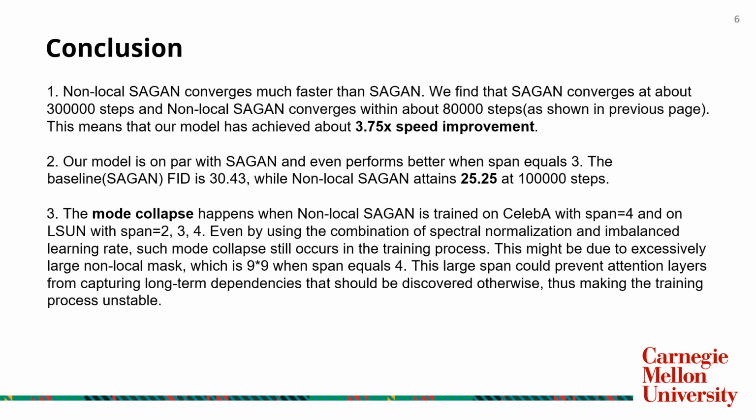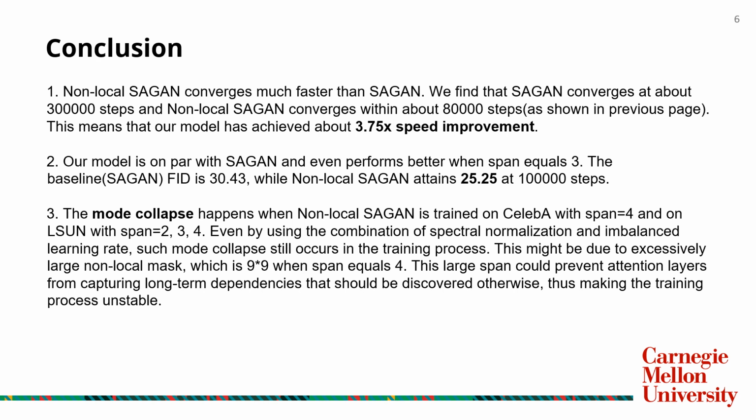Secondly, our model is on par with the SAGN, and even performs better when span equals 3. The baseline FID is 30.43, while non-local SAGN attains 25.25 at 10,000 steps.